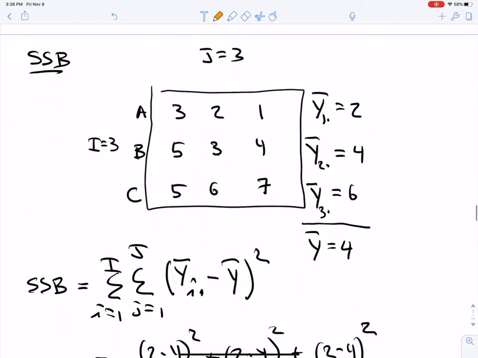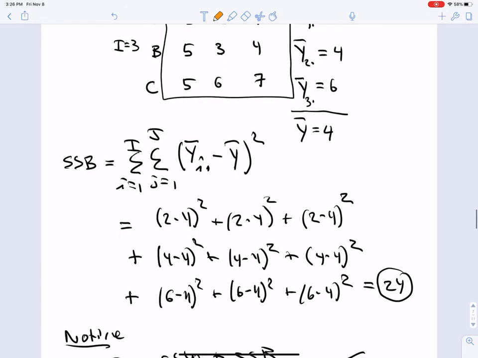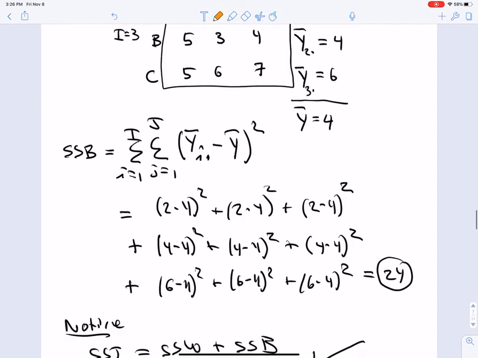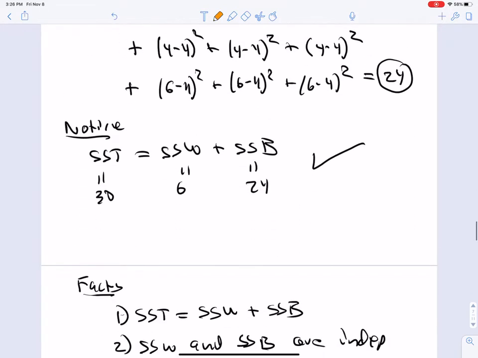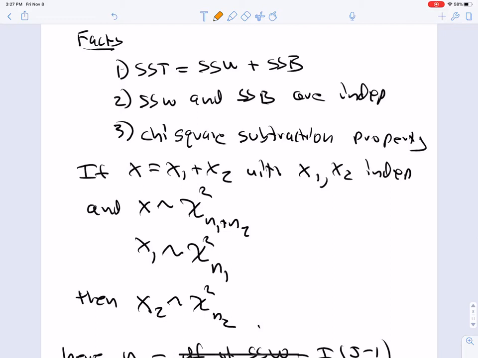Finally, for SSB, again, same data. Notice that for SSB, we're summing from j is 1 to j, but the terms that we're summing have no j in them, so there's a lot of repetition of the terms that we're writing out here. But we can see that we get 24, and we can confirm indeed it's true that SST is SSW plus SSB. 30 is 6 plus 24. And so we've confirmed that fact, and also that SSW and SSB are independent.